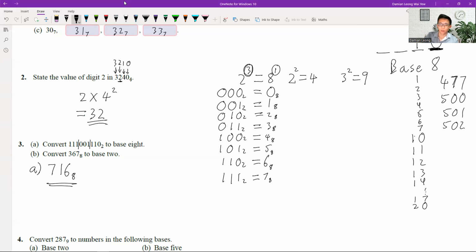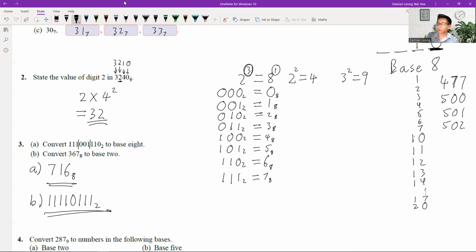For part B, convert 3, 6, 7 in base 8 to base 2. So I convert each of the numbers. 3 in base 8 is 0, 1, 1 in base 2. So if it starts with a 0, I don't need to write that 0. Can just start with the 1, 1. Then 6 is 1, 1, 0. So 1, 1, 0. 7 is 1, 1, 1. So 1, 1, 1. Base 2. This is 3, 6, 7 in base 2. Yeah, that's how we convert.